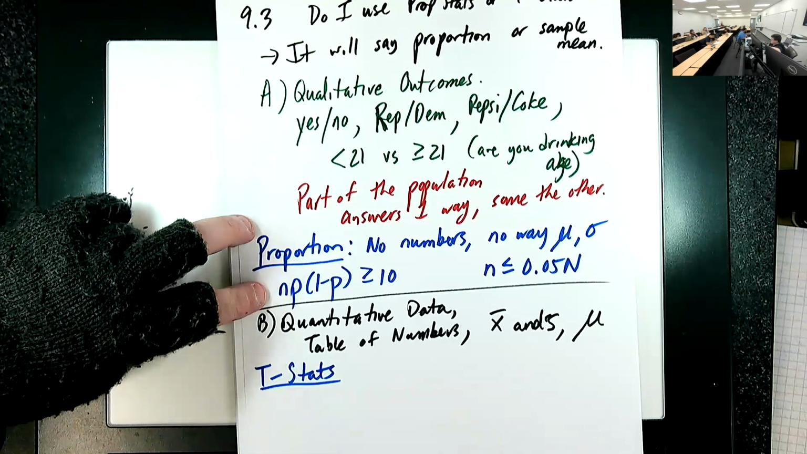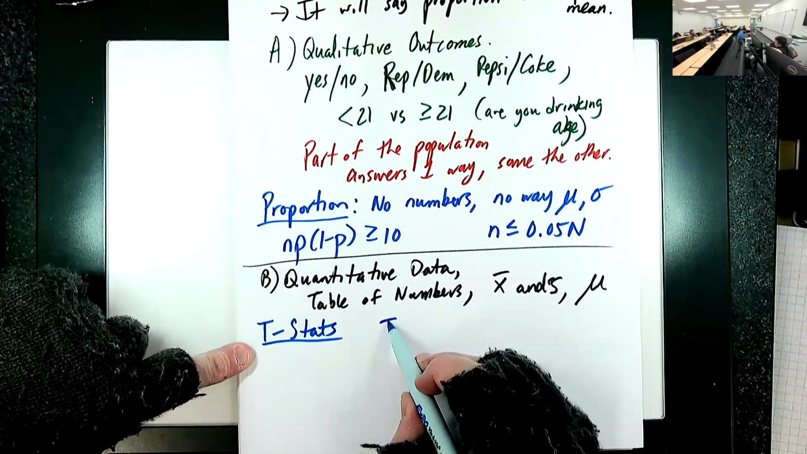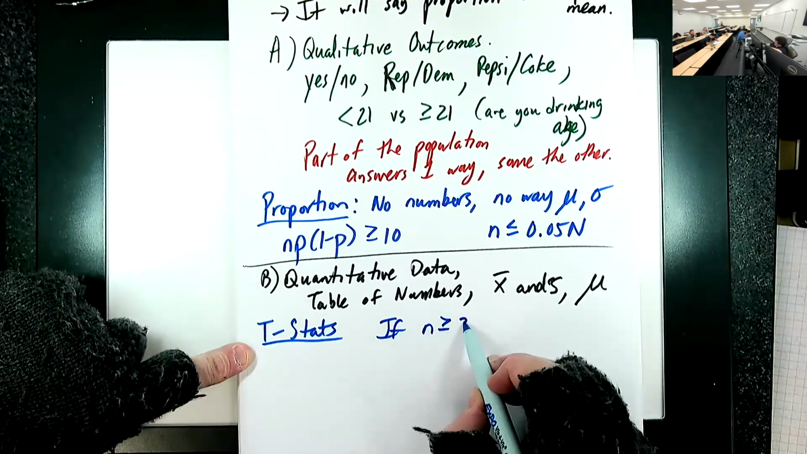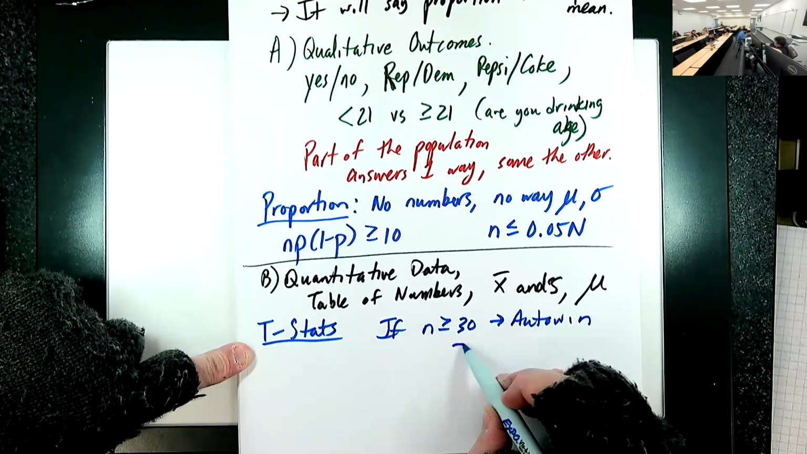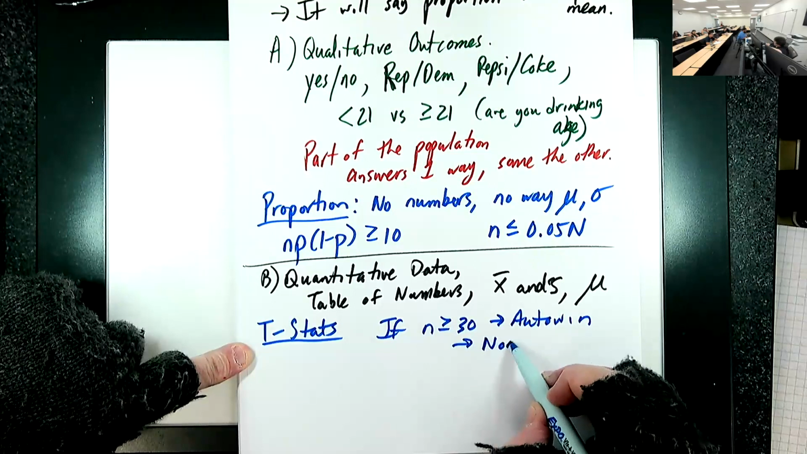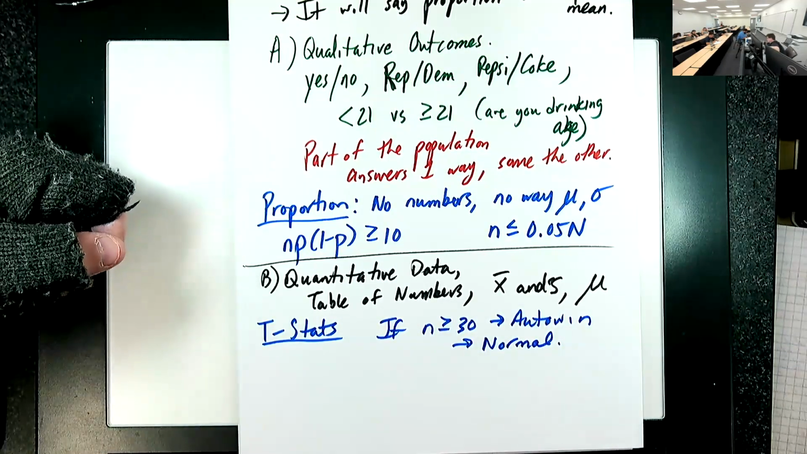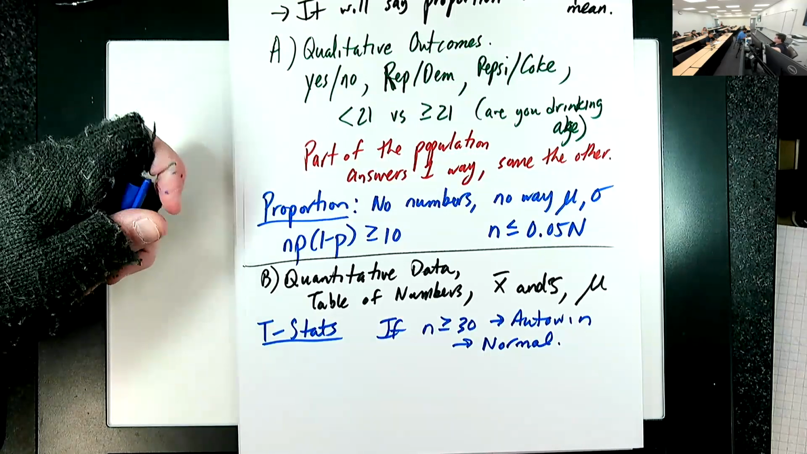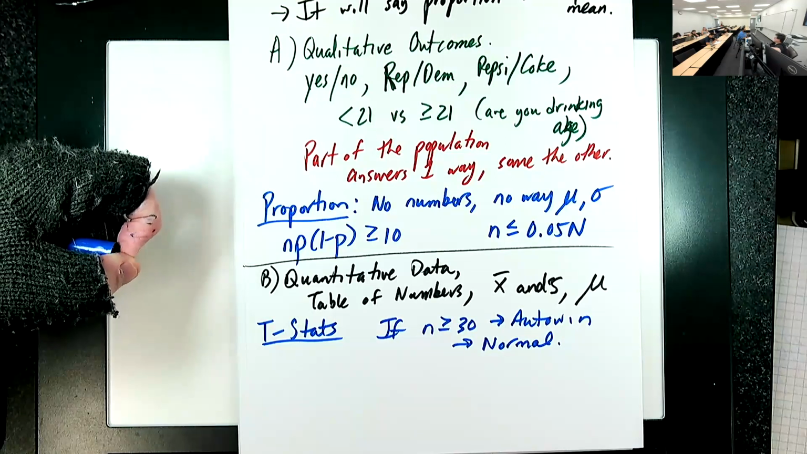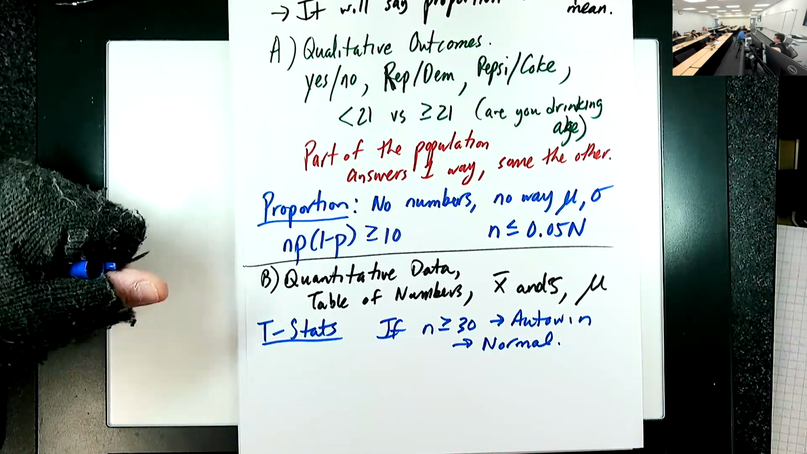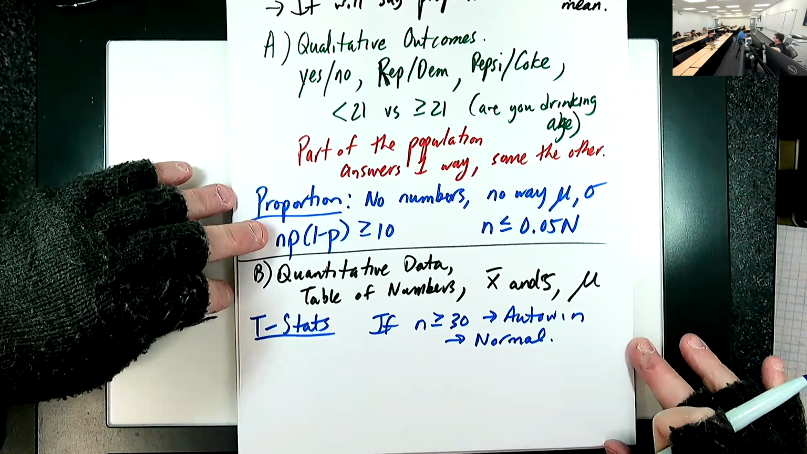And just like proportion stats had some checks, t-stats has some checks. If n is greater than or equal to 30, this is an auto win. You're automatically normal. What's that say after n greater than or equal to 30? Auto win, automatic win.